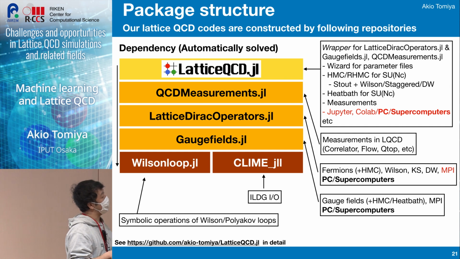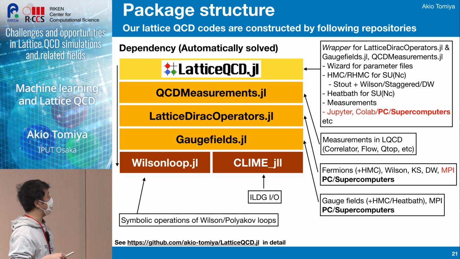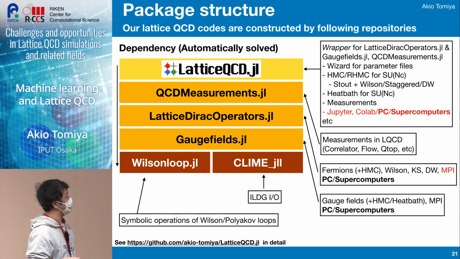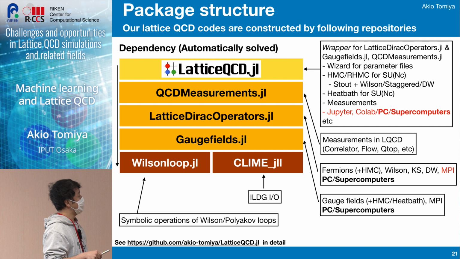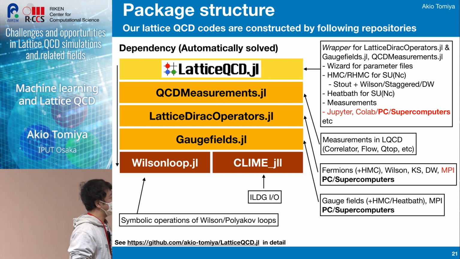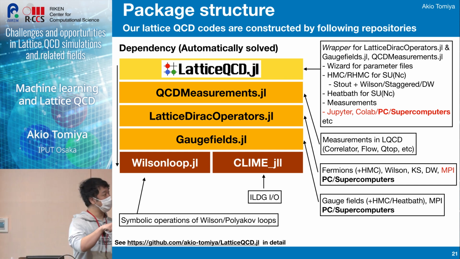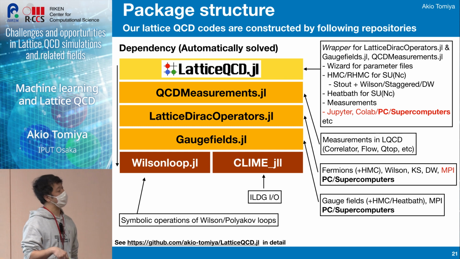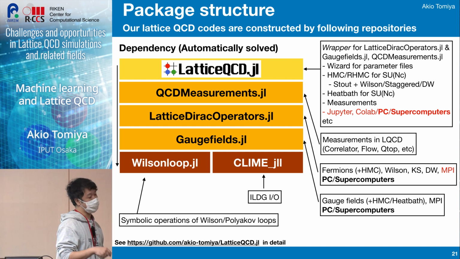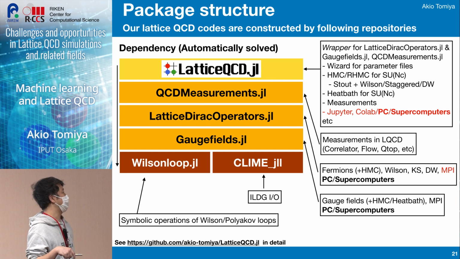LatticeQCD.jl is actually a wrapper of these lower-level codes: QCDMeasurements, LatticeDiracOperators, and Gaugefields.jl. This supports the infrastructure of lattice QCD. And I want to emphasize this one. This supports the symbolic operation of Wilson loops and Polyakov loops. And we implemented the semi-automatic differentiation of the gauge link using Wilsonloop.jl. We usually have a problem deriving the force equation for the HMC, but sometimes we can skip that.